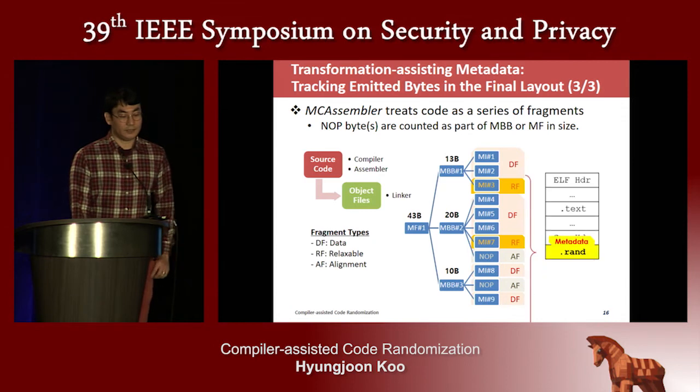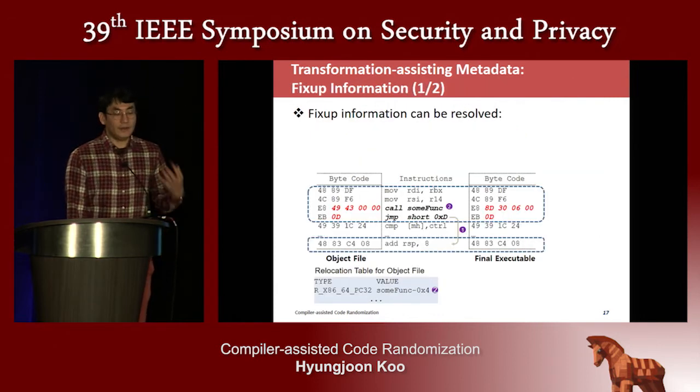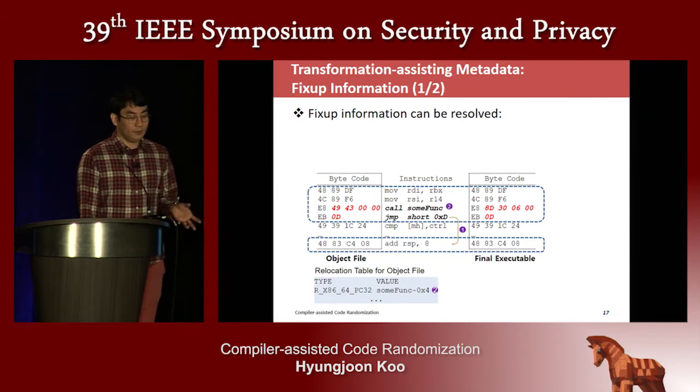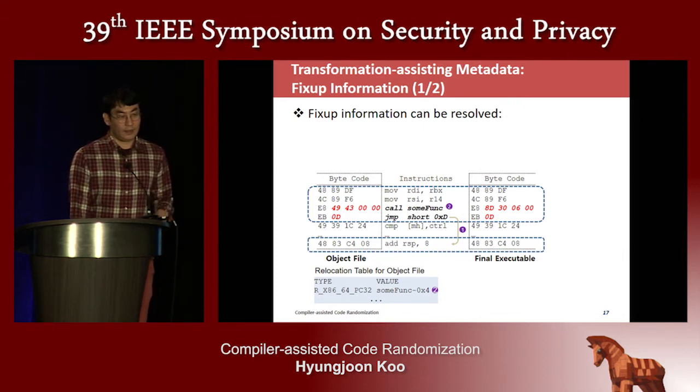Once all the layout is determined, we store this information into the metadata in the object file. Another important metadata that I'd like to mention is the fix-up information. You see there are 2 different byte codes, one on the left from the object file and the other one from the final executable on the right. And there are instructions in the middle. Here, the jump instruction has the fix-up, which is D in hex, pointing to some basic block, but this fix-up has already been resolved at compilation time. But if you see the call instruction, which is the sum function, the sum function is not defined inside the object file, so it produces a relocation entry in the relocation table for the object file.